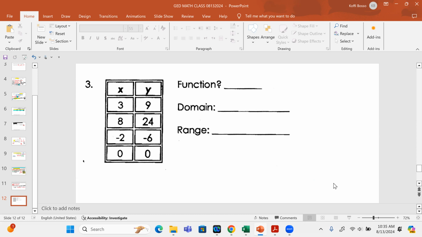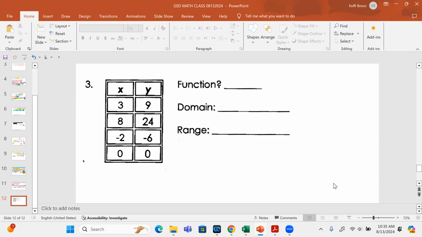It's just X value. The Y can repeat, no problem. But if the X is repeating, it's a trouble. That means you cannot get the X value twice or 3 times or 4 times, not good. It has to be only once. The X value has to be once.